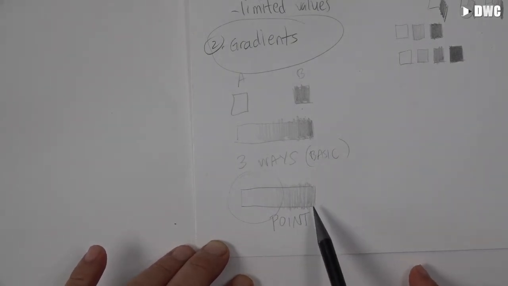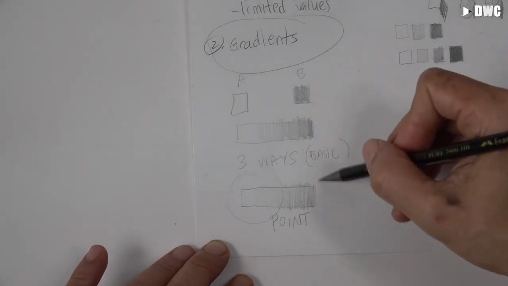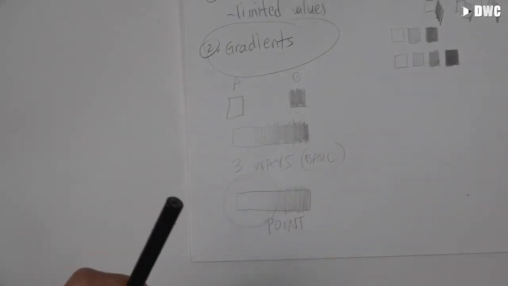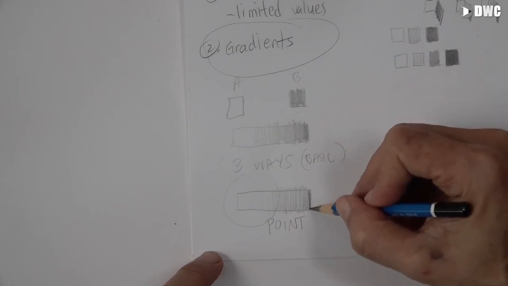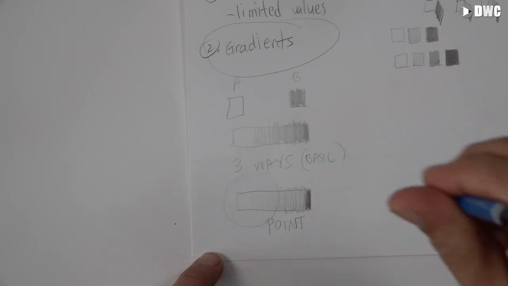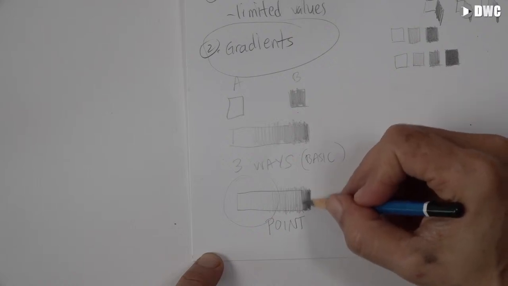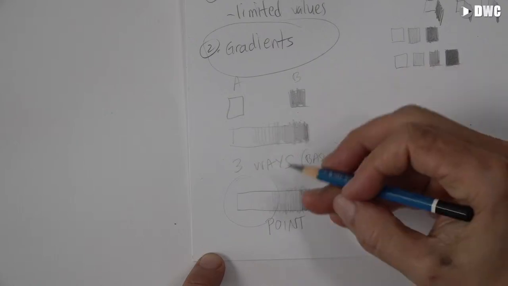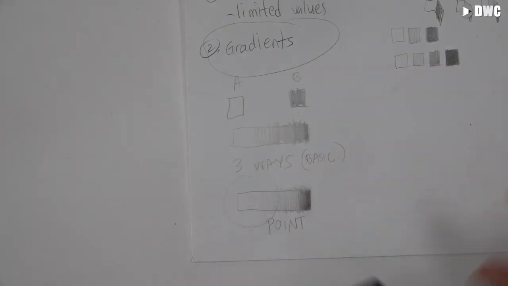When we get into these darker zones, the point becomes less efficient, obviously, because now we're digging into the paper, so we don't want to do that. Even if we use a softer pencil, like a 6B in this case, we can still use the point, but I personally don't like to press too hard, because I like to keep things on the surface. If I press too hard, it makes a groove in the paper, and I don't always want that. So that's using the point.